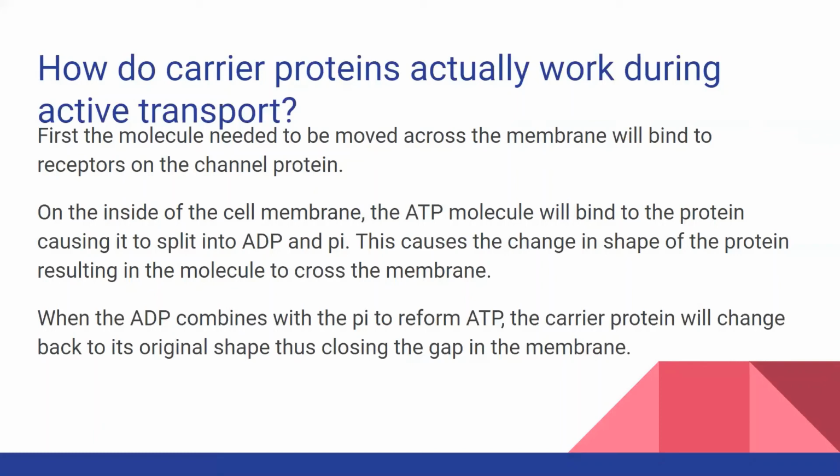When ADP combines with the inorganic phosphate to reform ATP, the carrier protein will then revert back to its original shape, therefore closing the gap within the membrane. This is essentially how carrier proteins will work and help during active transport.